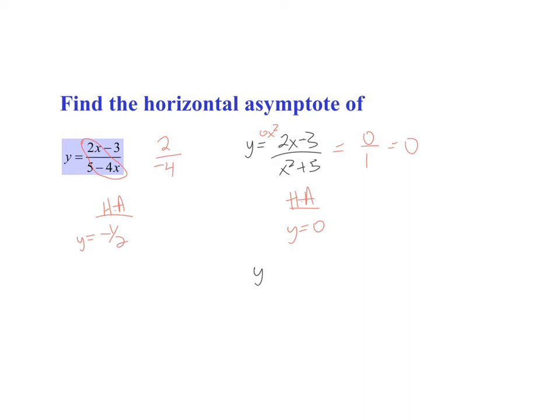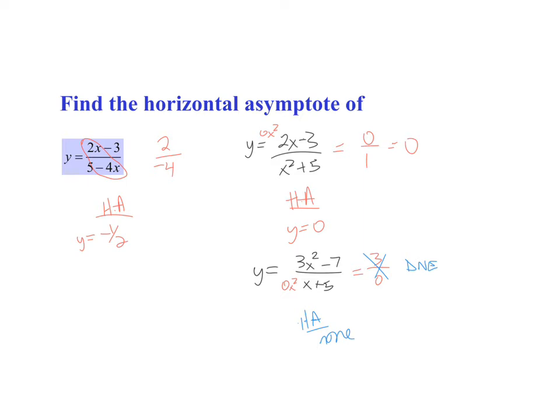Or the one other scenario, what would happen if the bottom was smaller than the top? So if I gave you something like x plus 5 on the bottom, but now we had 3x squared minus 7 on the top, we would still divide our highest power. So in this case, you'd have 3 on the top divided by 0. Well, we can't divide by 0, right? This doesn't exist. So what that means is there's going to be no horizontal asymptote. Okay, so that's our one scenario.